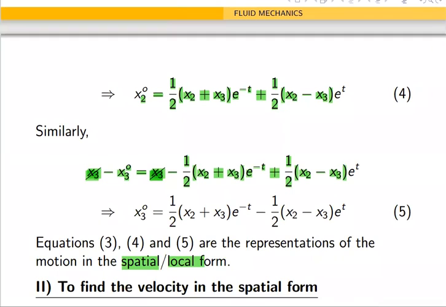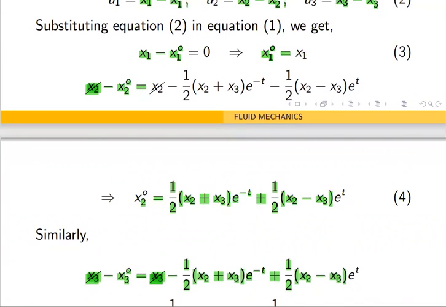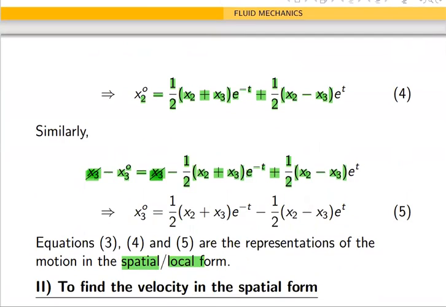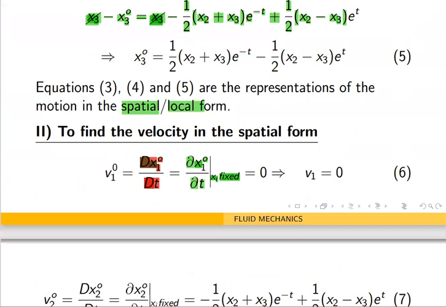We'll differentiate. What is fixed? Xi is fixed. That means only xi here is x1 we have, and we have to differentiate with respect to t. There's no t in this equation, so differentiation of x1 with respect to t is 0. Therefore, v1 is 0. The first component of velocity, v1, is 0.